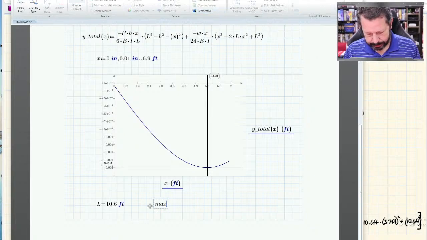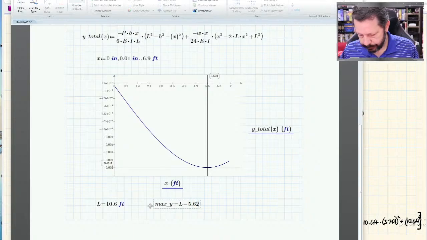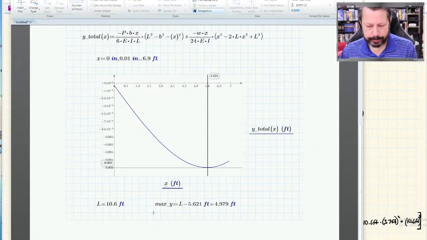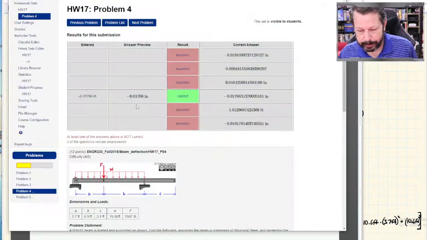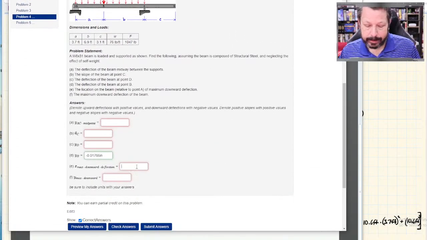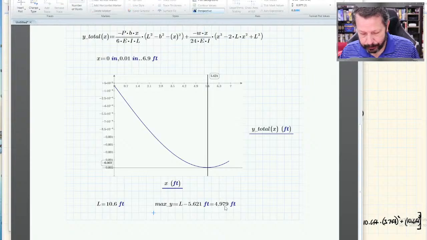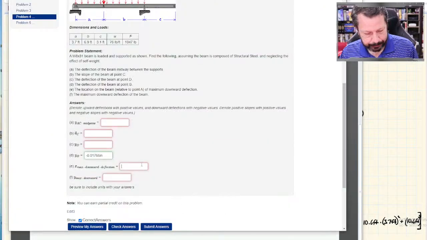So max delta, or max y, I guess, equals L minus the thing that I'm calculating, which it looks like it's 5.621 feet. And, you know, 4.979, it wanted a little bit different number, probably not enough tolerance. It wanted 5.012. So probably not the best way to do it. 4.9789.